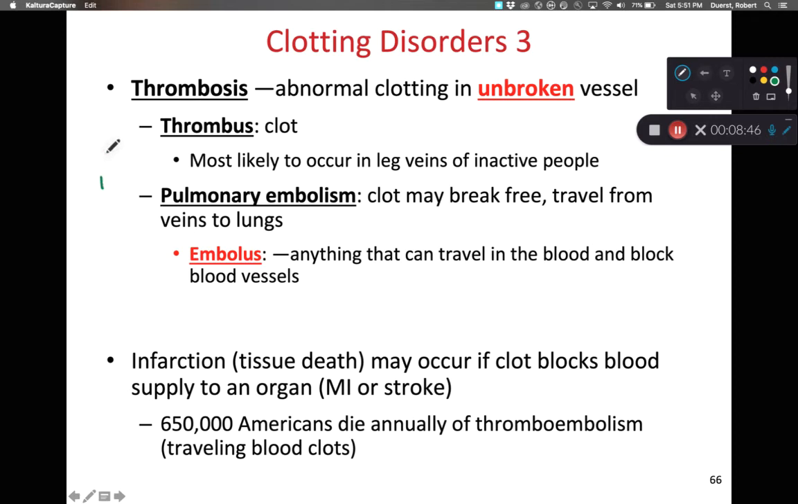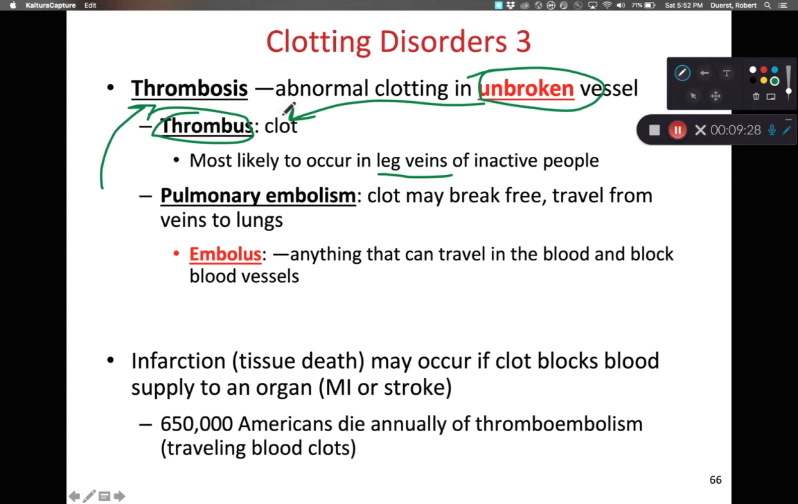We also find that if somebody has a thrombosis, they have lots of abnormal clotting in unbroken blood vessels. A blood clot that initially forms in an unbroken vessel, so we need to emphasize unbroken, is called a thrombus, or plural thrombi. They typically occur in the legs of inactive people, or people going through a period of inactivity. The thrombus, the blood clot, forms and it's stationary. It stays in one spot, and then that person stands up and starts moving around, and it goes from being stuck in one spot to all of a sudden moving around.